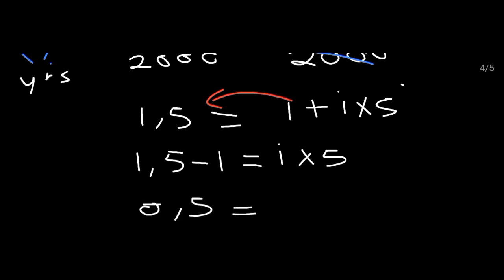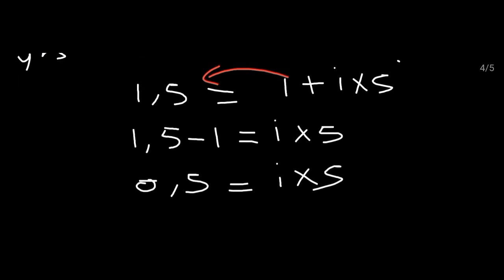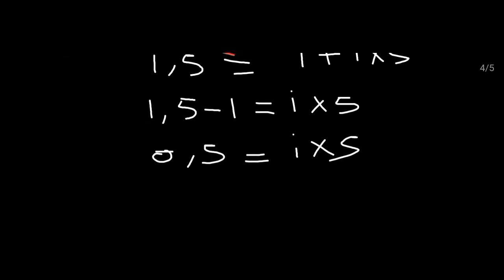Then equal to I multiplied by 5. Remember, I said let this be I. So we want to have this I alone. We remove this 5 that multiplies. So the question now is, how do we remove a number that multiplies? Well, we divide. The same applies here.